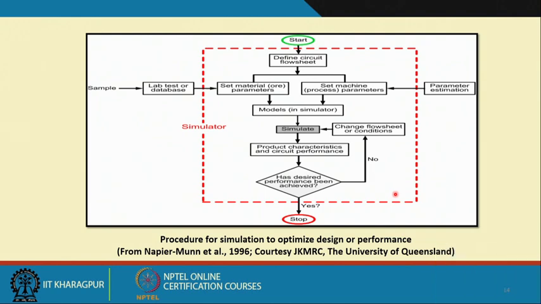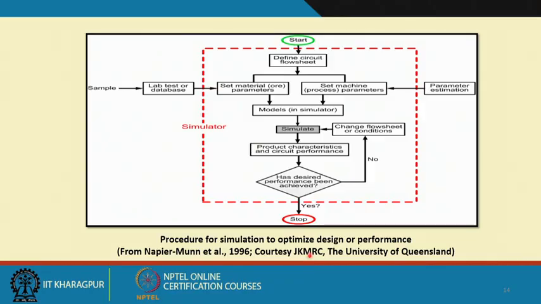Now this is my last slide of this lecture. In modern days, you have to optimize so many things in your mind. So, you go for commercial or professional software developed by many educational institutes. One very popular software is called JKSimMet, by the JKMRC, the Julius Kruttschnitt Mineral Research Centre in Australia, under the University of Queensland.